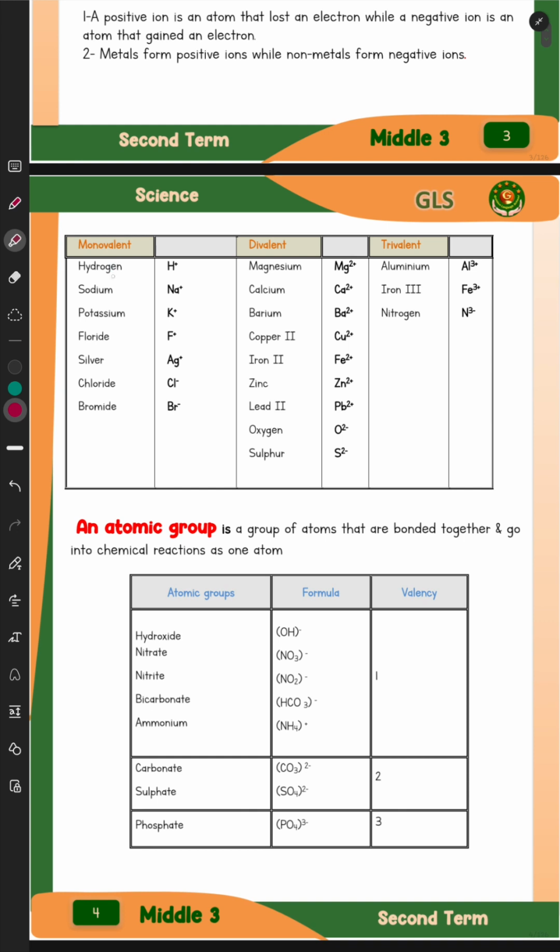Some other examples: hydrogen monovalent, sodium monovalent positive 1, potassium monovalent, fluoride monovalent, silver monovalent, chlorine monovalent but it is negative, bromine is negative monovalent. What about divalent? Magnesium, calcium, barium, copper, iron, zinc, lead, oxygen, sulfur. What about trivalent? Aluminum, iron also has trivalent, and nitrogen, so we have iron, maybe tri, and maybe di.